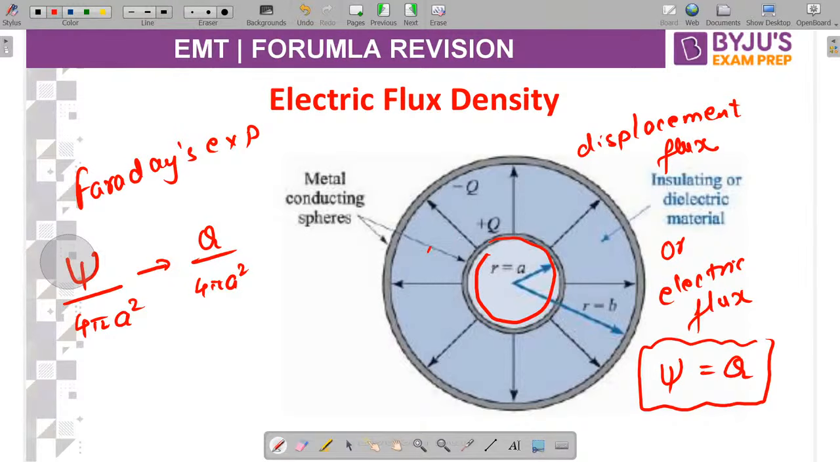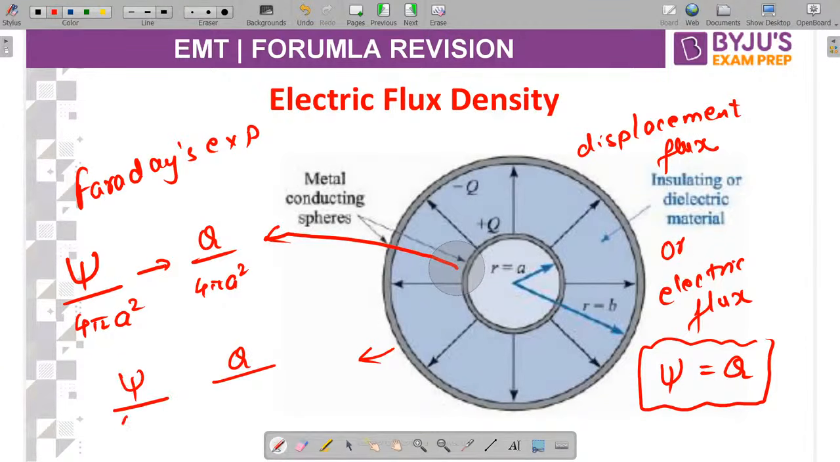What is the density of flux? Now, what is the density of the flux at the outer sphere? This is with respect to the inner sphere. How much charge appeared on the outer sphere? That is also equal to Q, and then divided by 4 pi b square. The outer radius is given to you as b.